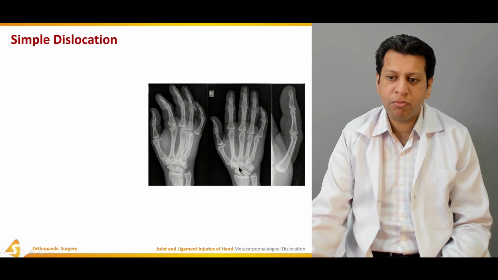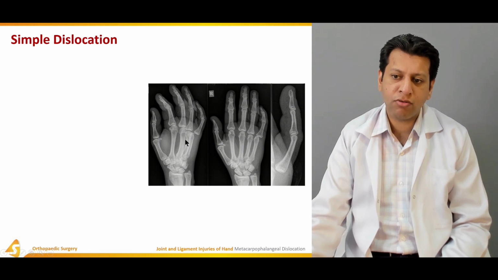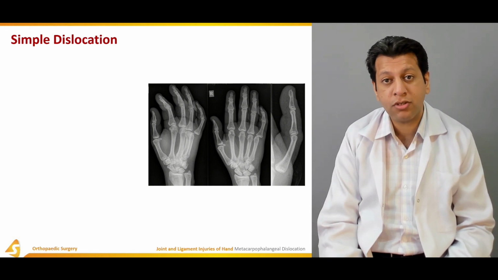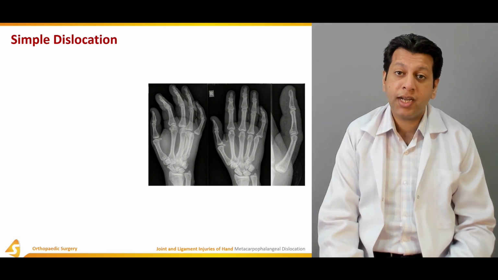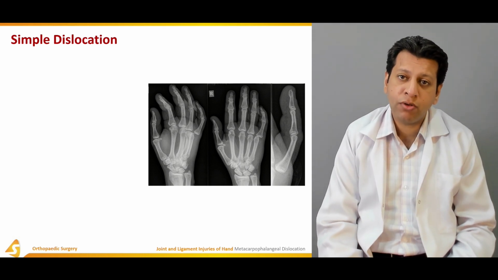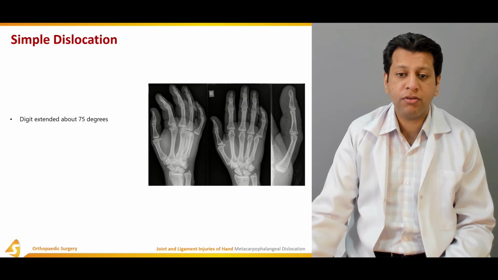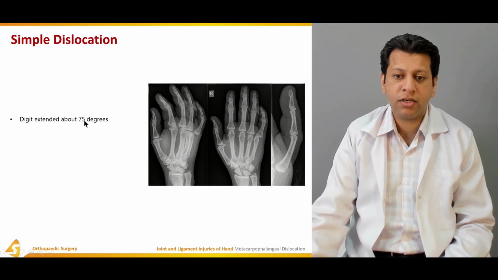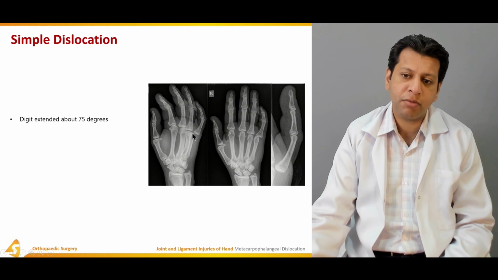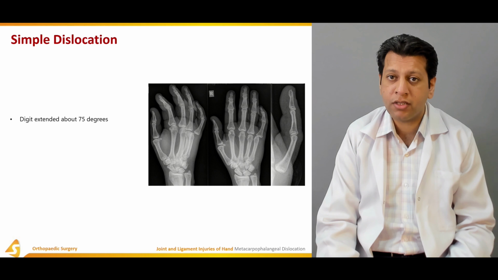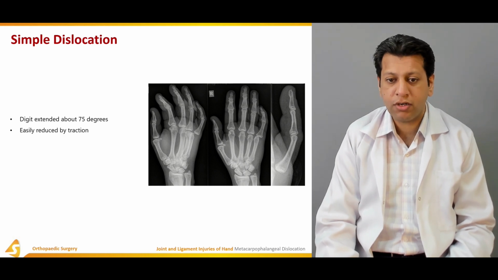Although a true AP view may be normal, if you take the oblique view as well as the lateral view, sometimes you can get an idea of how much dislocation is actually present. Therefore, it's important to get AP, lateral, and sometimes oblique views as well, to get a 3D idea of the dislocation. How do we get this view? The best is to angle the digit at 75 degrees, as you can appreciate over here. This kind of oblique view will clearly demonstrate whether there is dislocation or not.